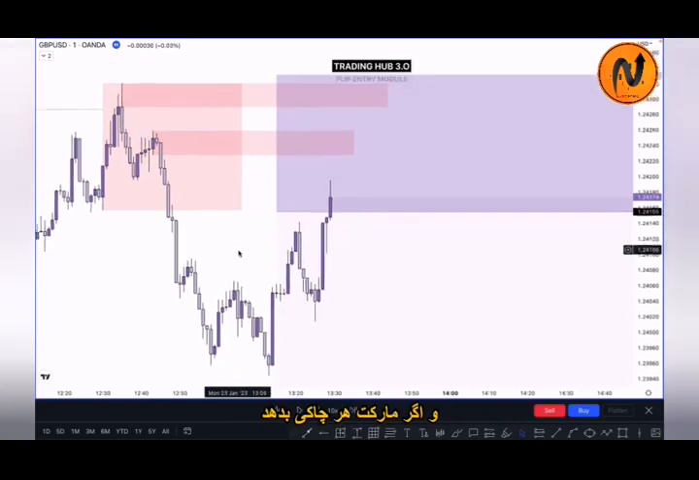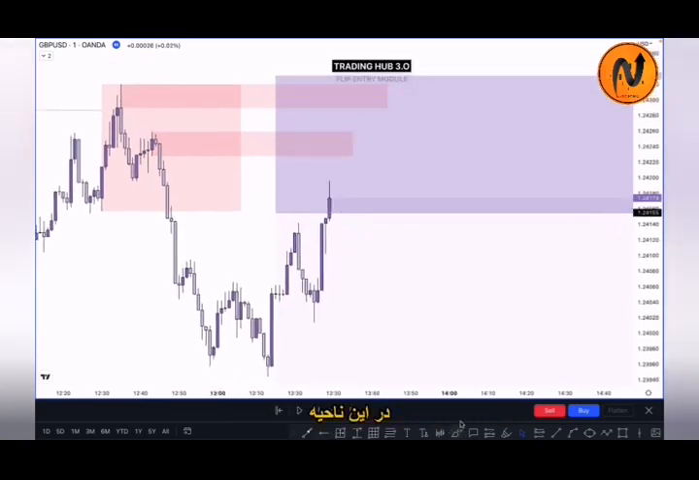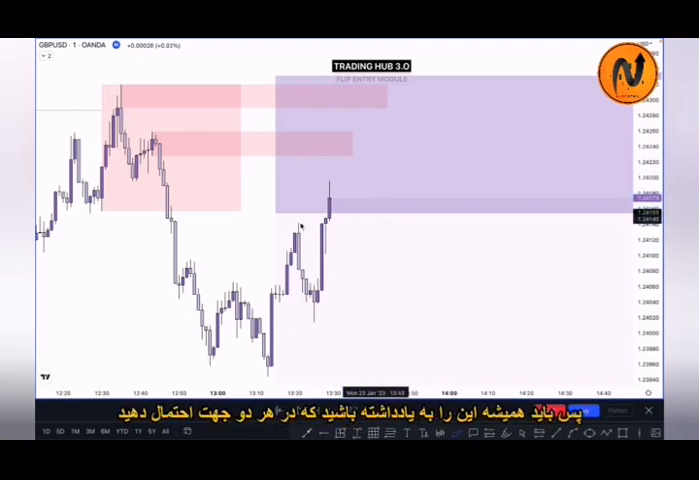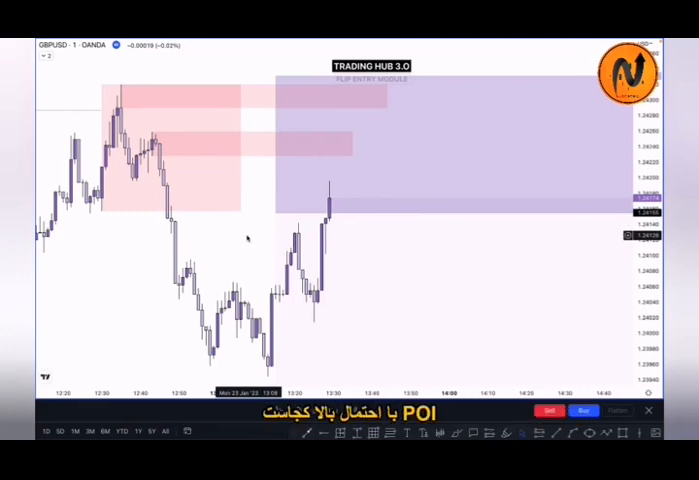And if the market creates any change of character below it, like here, this is not a chalk, actually this can be your trap. So you have to remember and always think in probability. Where is our high probability PY, where is our high probability entry, where is our high probability zone where we can take a decision to buy and sell. So let's see what happened next.